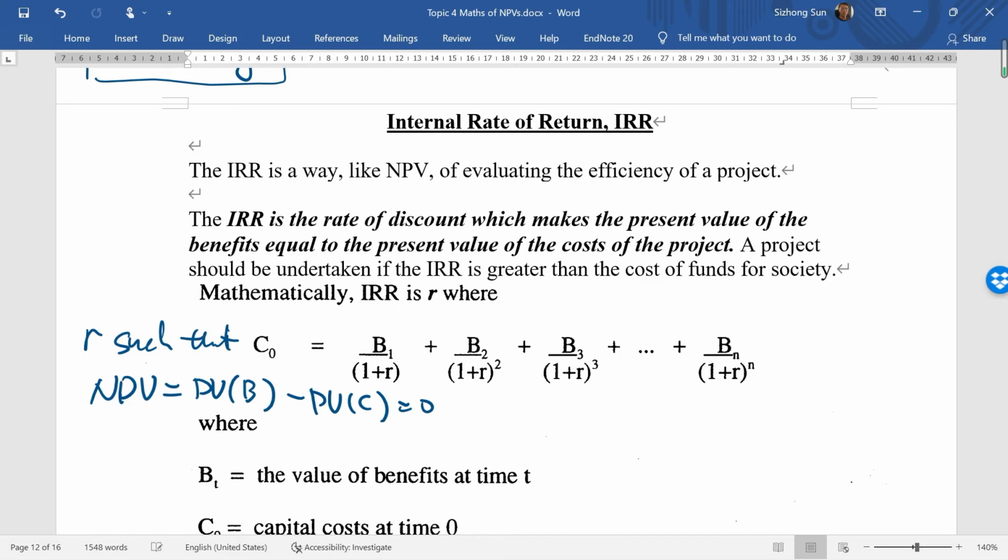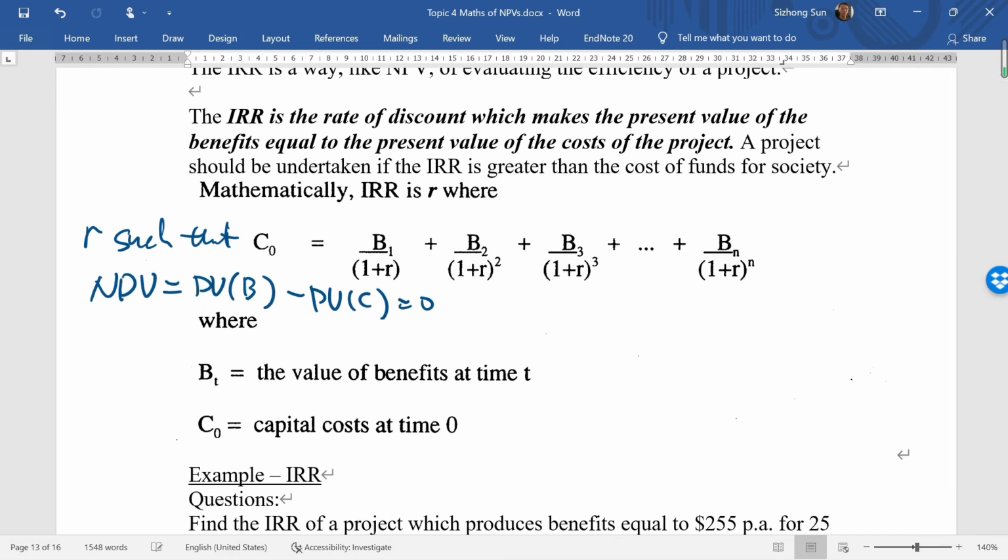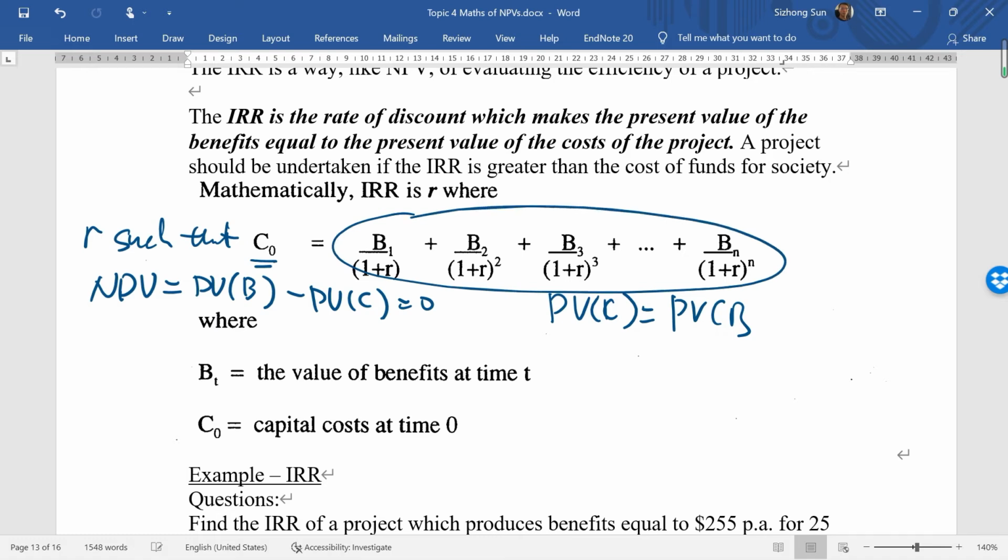Mathematically, IRR is a discount rate such that the present value of cost is equal to the present value of benefit. So this is the present value of cost, and this is the present value of benefit. And we know that it is a high-order, up to n-th order, polynomial function of R.